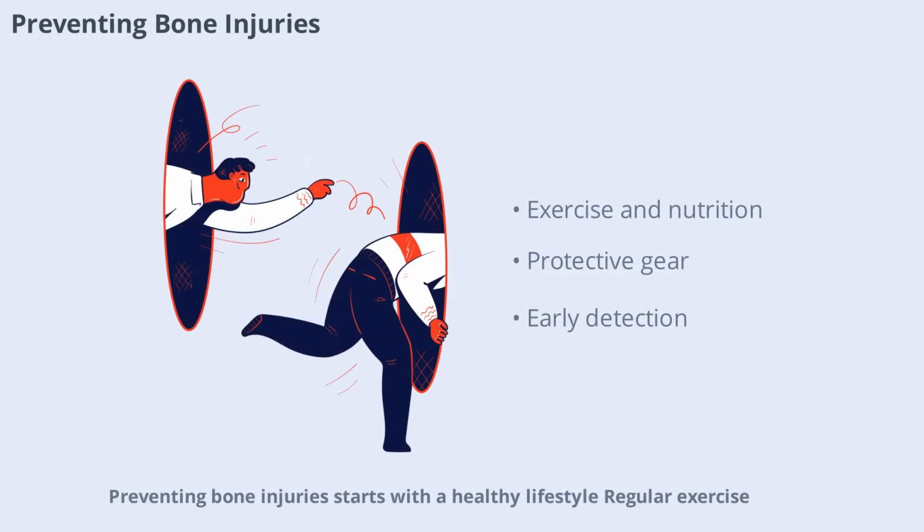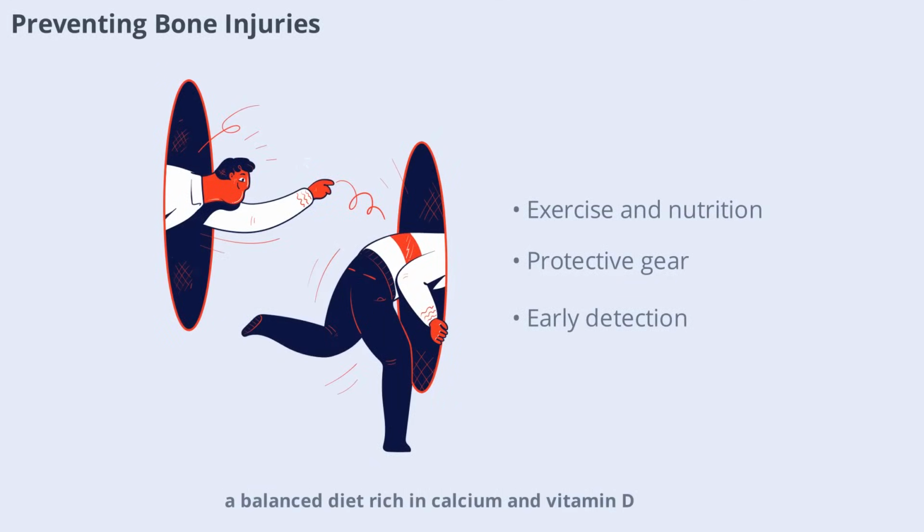Preventing bone injuries starts with a healthy lifestyle. Regular exercise, a balanced diet rich in calcium and vitamin D, and avoiding risky behaviors can all help keep bones strong. Wearing protective gear during sports and being mindful of fall risks, especially for older adults, are also important steps. Early detection and treatment of bone health issues can prevent more serious injuries down the road.